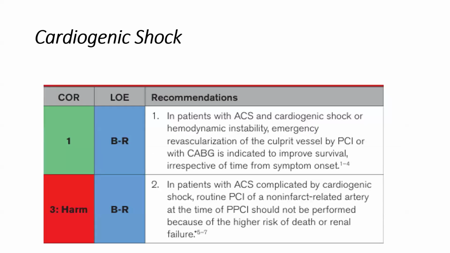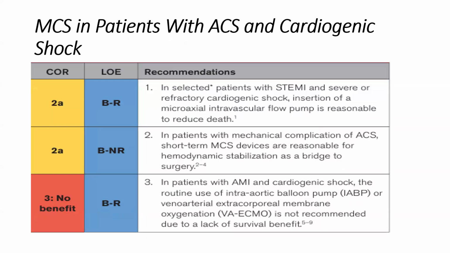Now about cardiogenic shock. In patients with ACS and cardiogenic shock with hemodynamic instability, we should always treat the culprit vessel first, either by PCI or CABG. In patients with ACS complicated by cardiogenic shock, routine PCI of non-infarcted artery at the time of PCI should not be performed because of high risk of death and renal failure.